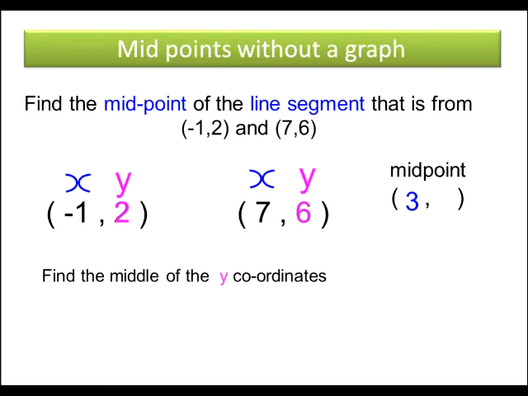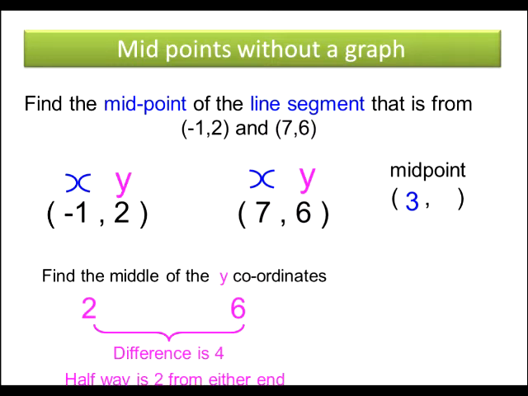Now we need to do the same with the y's. So it's 2 and 6. The difference between these two numbers is 4. So halfway is 2 up or 2 down. So on my number line, I'm going 2 up or 2 down, and I will get to 4. And that is the second part.